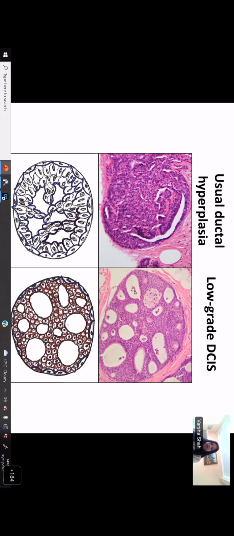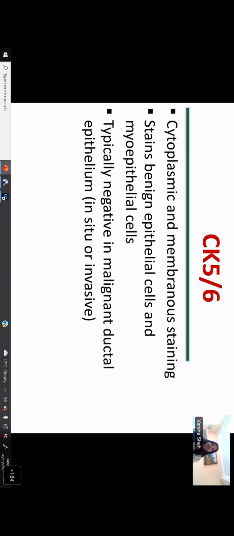And then if you are really stuck and you can't differentiate, is it usual ductal hyperplasia or is it low-grade DCIS, then you do CK5/6, which is mainly cytoplasmic. It is a high molecular weight cytokeratin, so you can either use CK5/6 or you can use CK14. It's mainly cytoplasmic staining, not membranous staining. It does not stain the nucleus. It stains benign epithelial cells and myoepithelial cells. Remember that it also stains myoepithelial cells. And this is typically negative in malignant ductal epithelium. Okay, typically, I'll come back to it a little later. Why I said typically, not always.